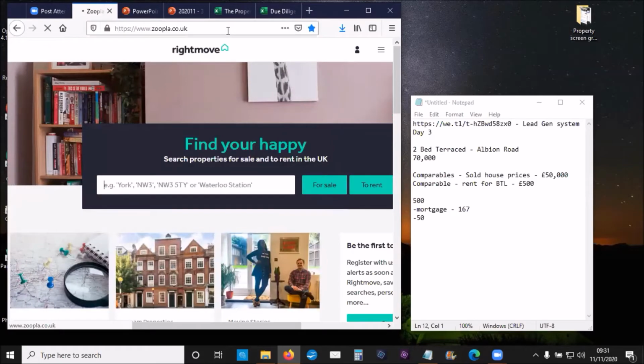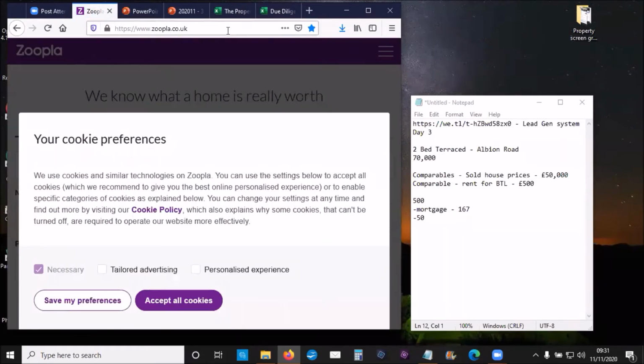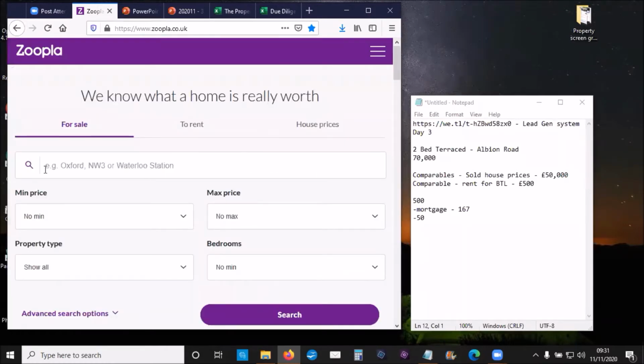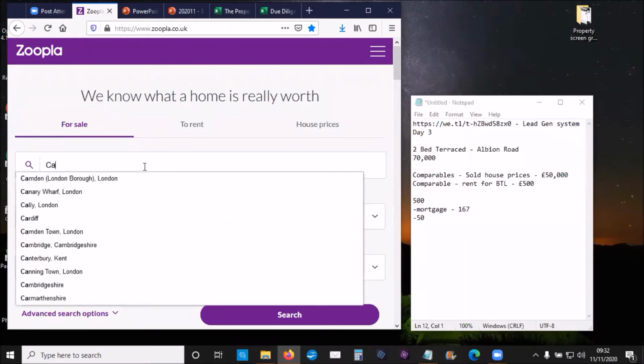Because I like using Rightmove because that's what I'm used to using. However, it's good for me to use Zoopla so that you guys can also see how I look around for things on Zoopla. Okay, accept all cookies. We are going to find a property in, let me see. Let's look for a property in Cambridge this time.